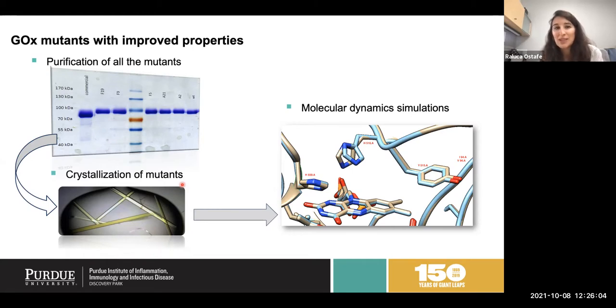This brings me back to my point that it's very difficult to really predict how the mutations are going to have an effect on the final activity, because in this case, the mutations are nowhere close to the active site, but they still show that they can influence the activity itself.